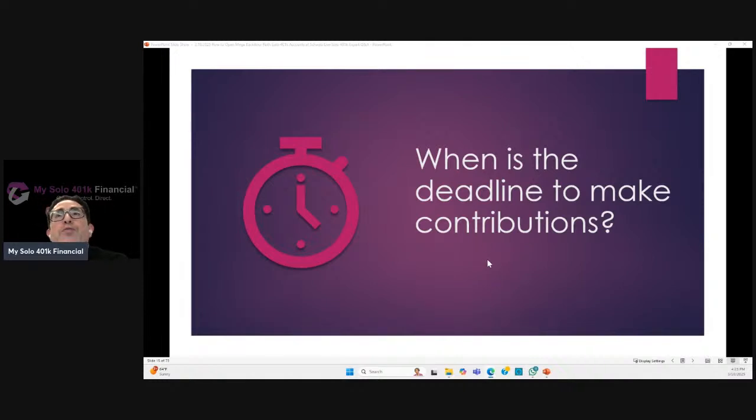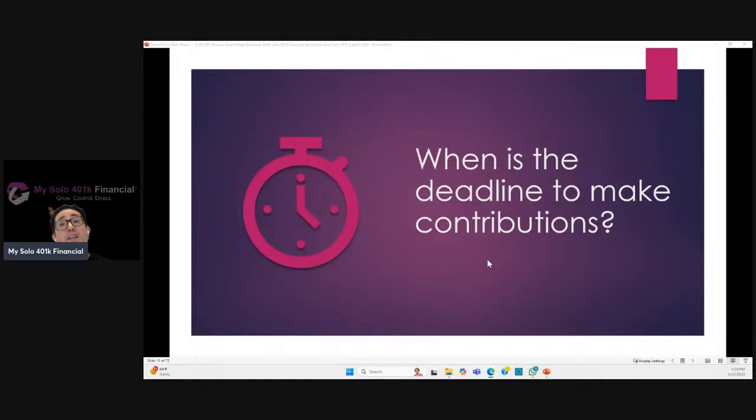So there is a deadline to make voluntary after-tax contributions, which is the first step of making mega backdoor Roth solo 401k contributions. Could be at Schwab, could be at Fidelity, could be at a bank, etc. So that's the first step. And we'll talk about the deadline in a second. But there is a second step when you make that mega backdoor Roth contribution, when you move the funds from the after-tax account to the Roth account.